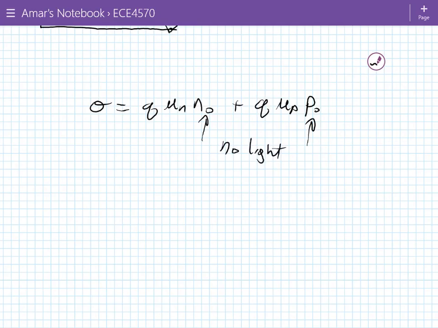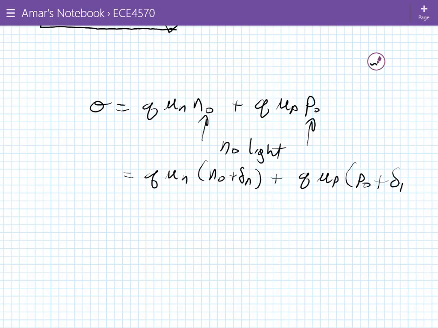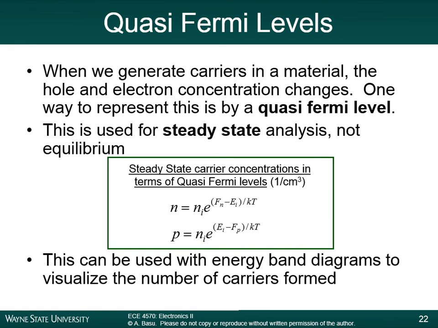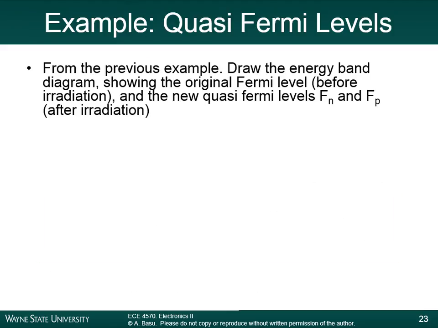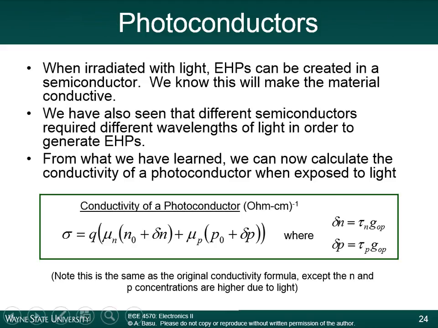If we add light into the material, we have more carriers. So it's going to be Q mu n (n0 plus delta n) plus Q mu p (p0 plus delta p). We've added extra carriers to the system, so the conductivity will change accordingly. So this is the formula for that, and you can figure that out pretty easily. The more light you put in the material, the more conductive it becomes.